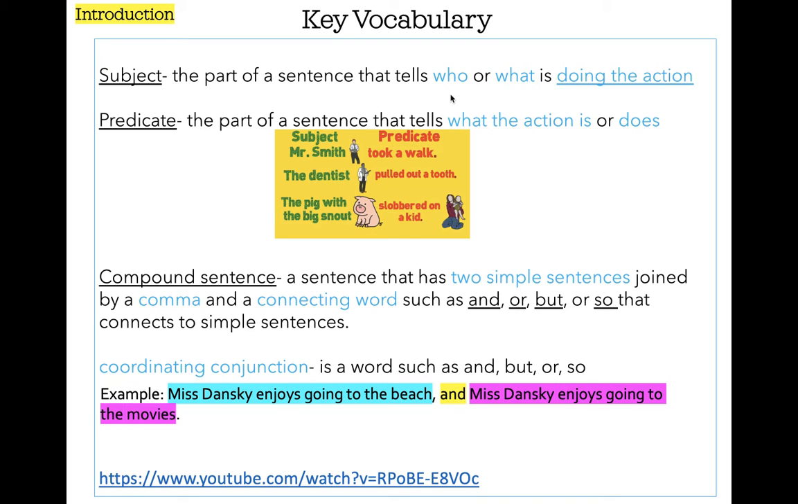All right, so I use Miss Dansky as our subject today. For example, Miss Dansky enjoys going to the beach, and Miss Dansky enjoys going to the movies. Okay, so that word and is in here in yellow, A-N-D in yellow, and it joins our two sentences together. So let's watch this YouTube video real quick together.